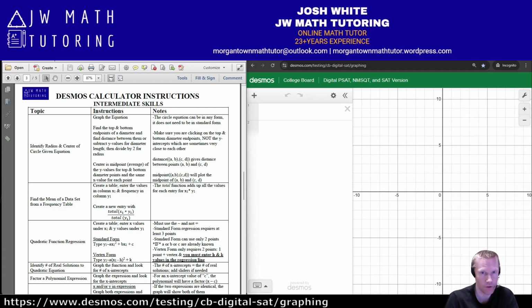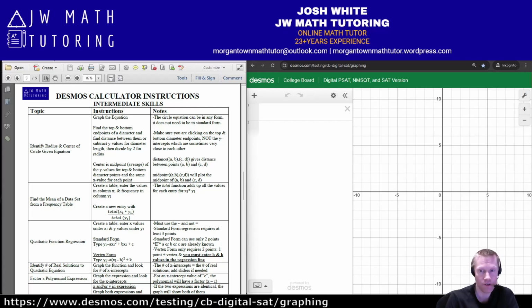It does not need to be in standard form. It could just be in really any form. And then you just need to find essentially the top and bottom endpoints of the diameter. So really it's going to be the maximum and minimum values of the circle. And then you're going to use the distance formula to calculate the diameter, because the distance between those two endpoints is going to be the diameter. And then to get the radius, you would just obviously divide that by 2.